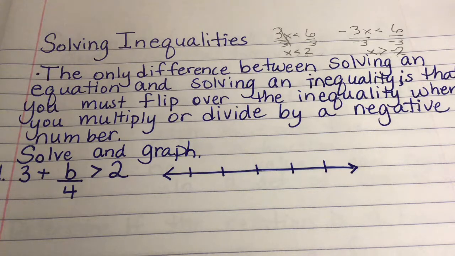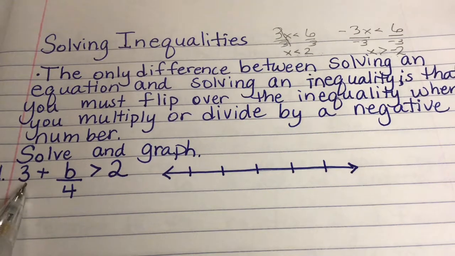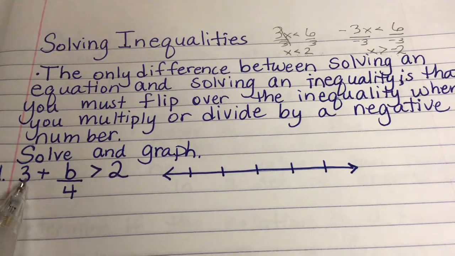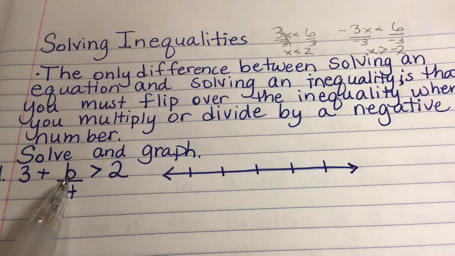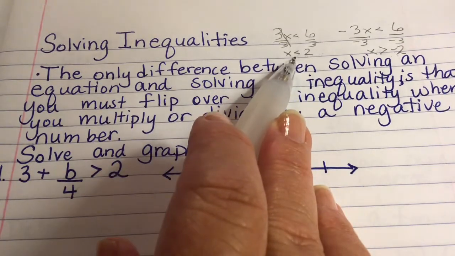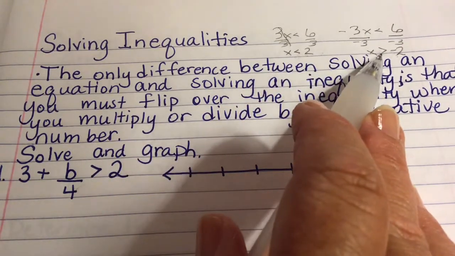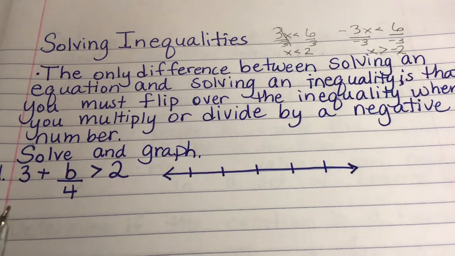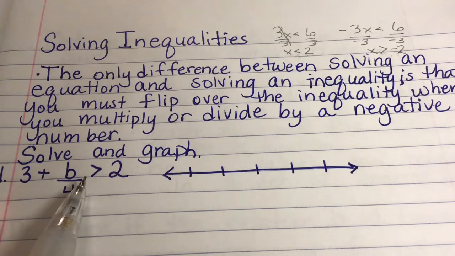Okay, so let's look at my first example here. I have 3 plus b divided by 4 is greater than 2. So I want to find the solution, what b can be. And remember, since I have an inequality symbol, there are many answers. There's an infinite amount of answers that satisfy this.